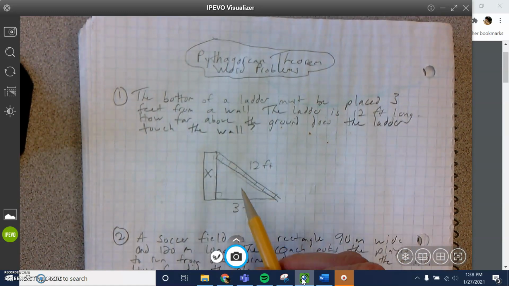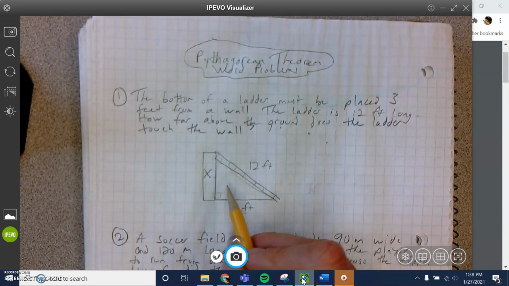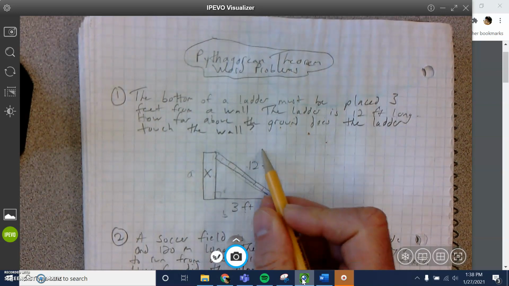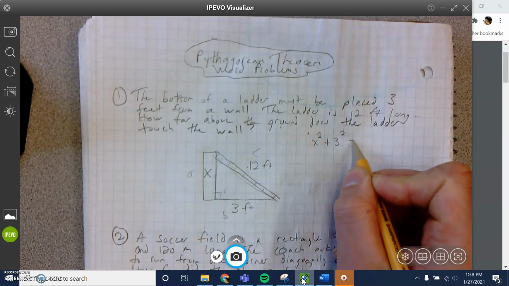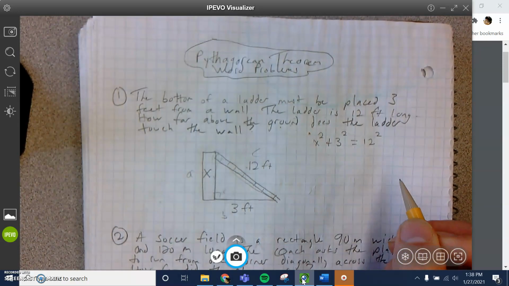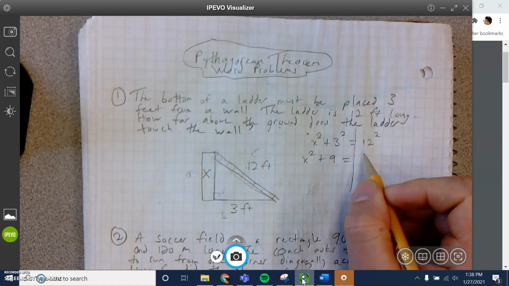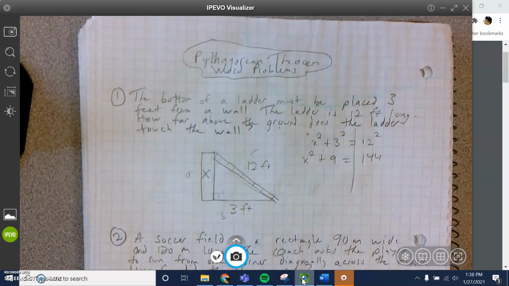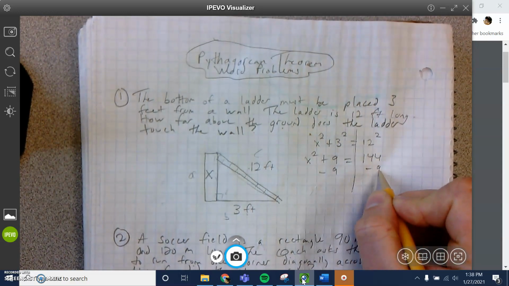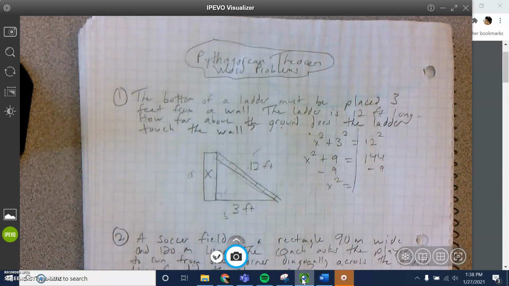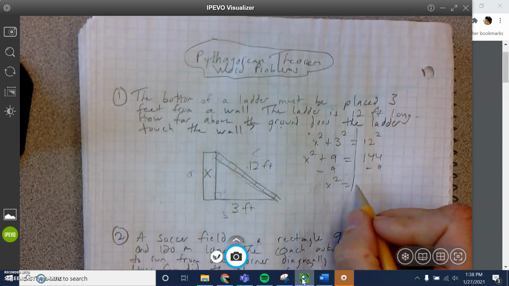Okay, so now am I finding a leg or a hypotenuse? Yeah, I'm finding the leg. So this is a, this is b, the hypotenuse is here, this is c. So I'm going to go x squared plus 3 squared equals hypotenuse squared, 12 squared. x squared plus 9 equals 144. Cool, what do I do now? Yeah, subtract 9. x squared equals 144 minus 9, which is 135.